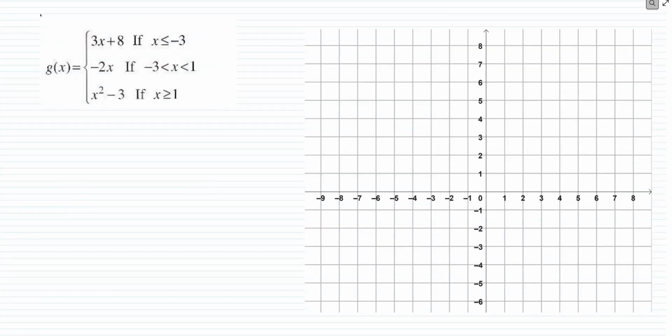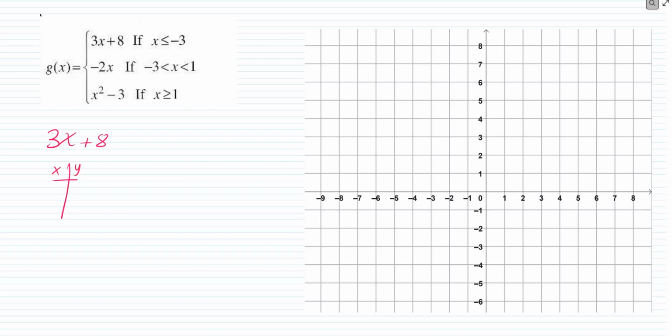Okay, dear students, the final example for this video is going to be this example. g of x equals 3x plus 8 if the condition is x less than or equal to -3, and -2x given a condition, and x squared minus 3. Again, we need to draw a table in order to graph this function. Dear students, let's make a table for each of them. For the first one, we have 3x plus 8, right? Let's write bigger.